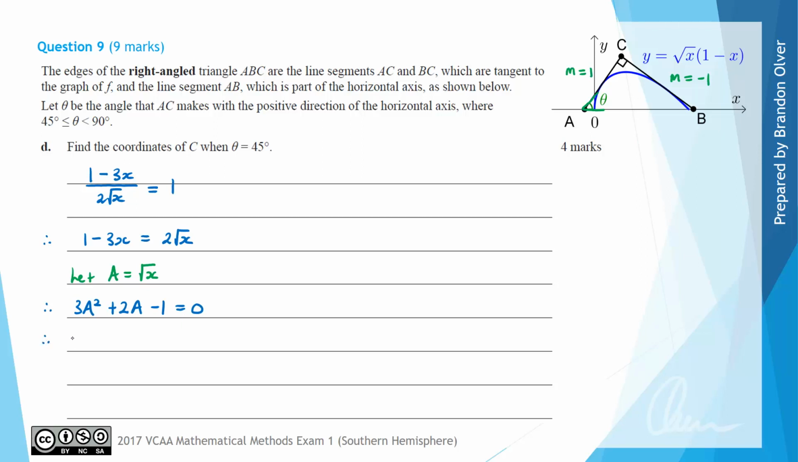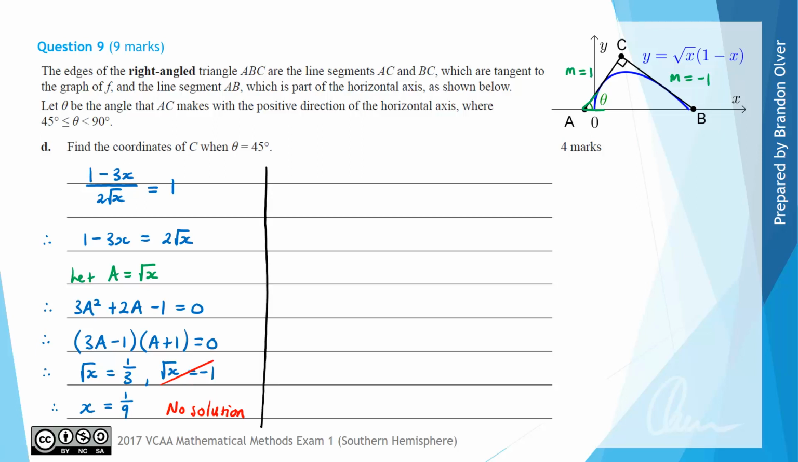Now we're going to factorise quickly, so this time I'll just write down that this could be factorised as 3A subtract 1 times A plus 1 is equal to 0, and that would give us that the square root of x could equal +1/3, or the square root of x could equal -1. However, there's no solution for the square root of x equaling a negative number. But for the first part, the square root of x equals 1/3 gives x equaling 1/9 as the value for x which we need.